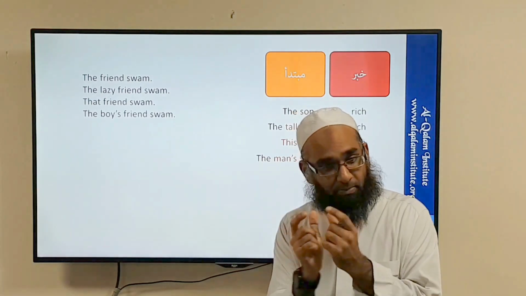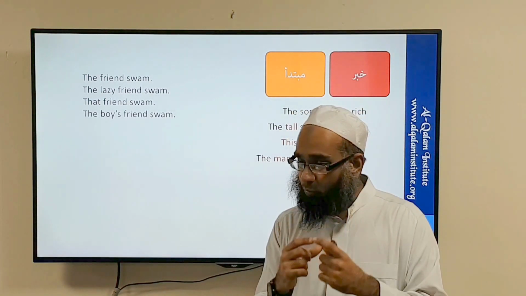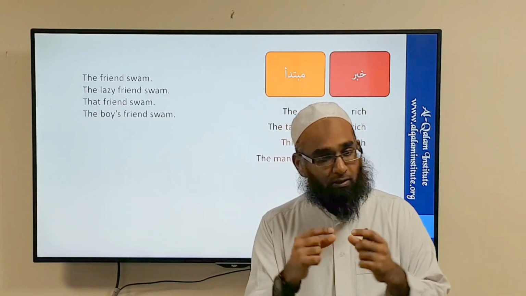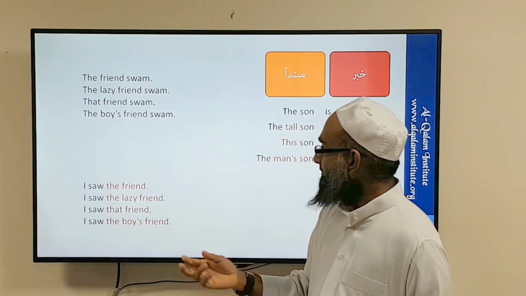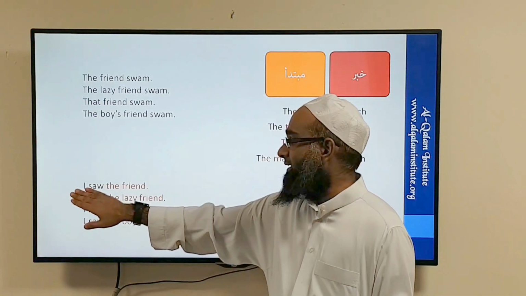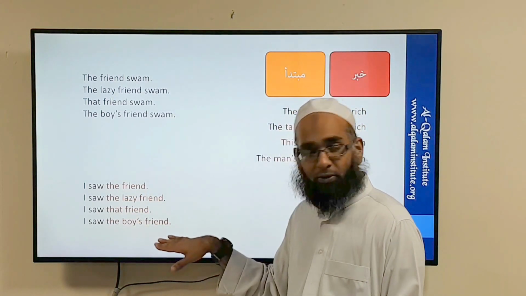So wherever an ism comes, whether it's a mubtada, whether it's a khabar, whether it's a maf'ul, the fa'il, the zarf, instead of being one word on its own, what can it be now? Two or more words. Example, maf'ul: I saw. What did I see? The friend, the lazy friend, that friend, the boy's friend.